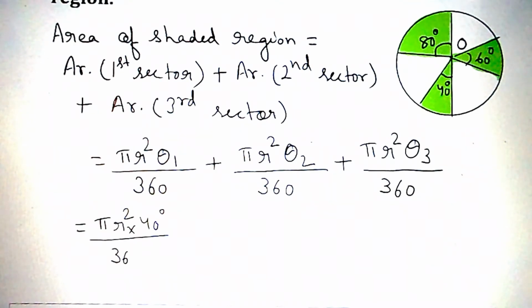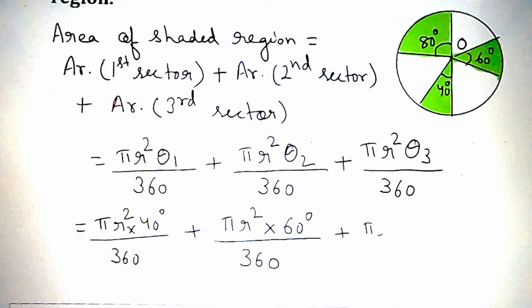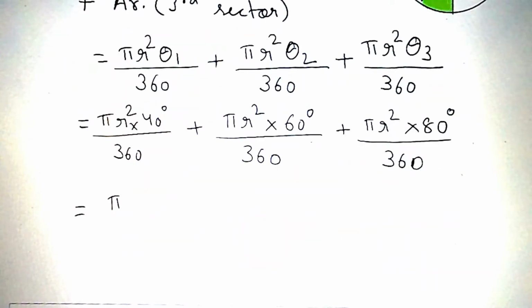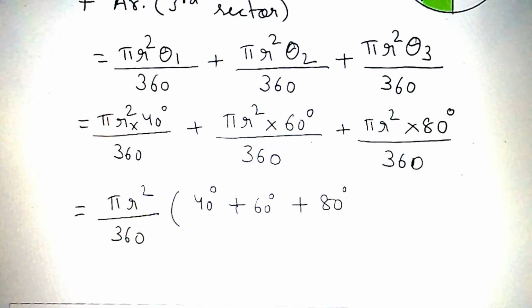by 360 plus pi r square into 60 degree by 360 plus pi r square into theta 3, that is 80 degree by 360. Pi r square by 360 will get common. Then we have 40 degree plus 60 degree plus 80 degree.